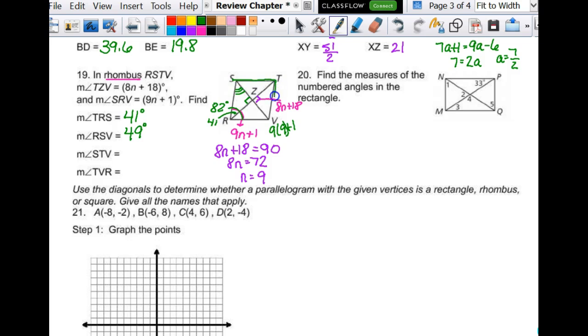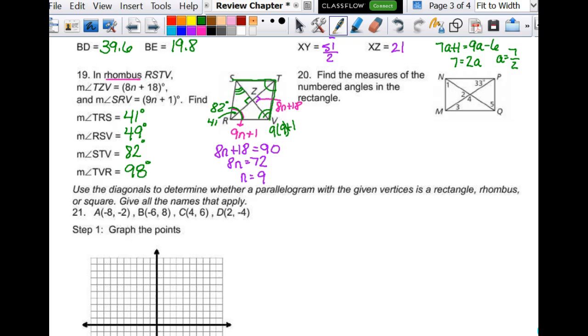STV, this whole thing right here, that's going to be the same as this, which is 82 degrees. So if it's a parallelogram, then opposite angles are congruent. And then TVR, this whole thing right here, you can say if it's a parallelogram, then the consecutive angles are supplementary. So that would make this 98 degrees. Okay.